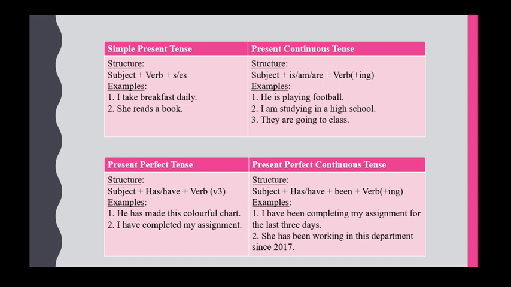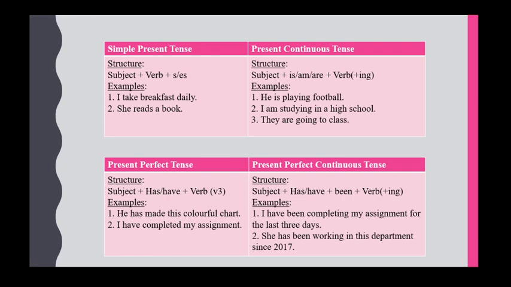Next is: they are going to class. They is the plural pronoun over here, so it will be attached to are. They are going to class. Okay. Next one, present perfect tense. Subject plus has or have plus third form of the verb. He has made this colorful chart. I have completed my assignment.